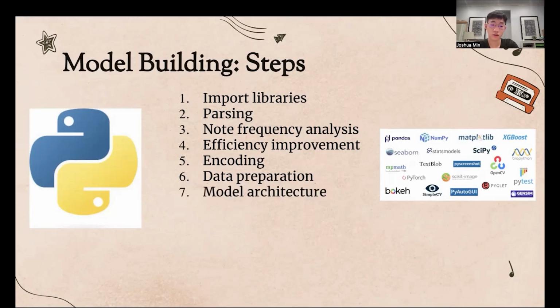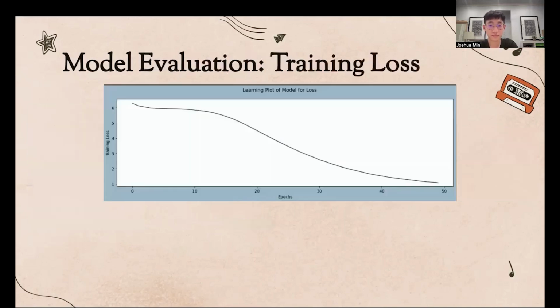Then I used two LSTM blocks with 512 and 256 outputs. And then I trained the model over 200 epochs or iterations with dropout to prevent overfitting. And finally, I evaluated the model by analyzing the training loss and also, of course, creating the final MIDI file.